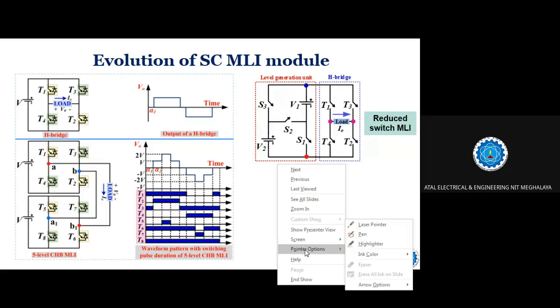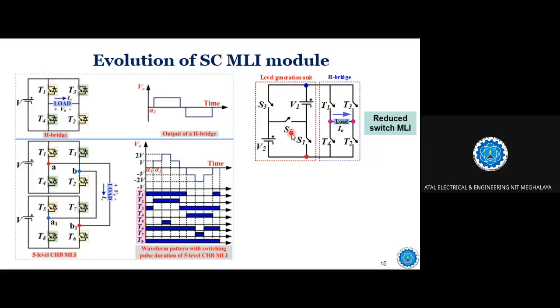Let me turn on this pointer. Yes. So here you can see the S2 switch that I have highlighted. Why is that used here? The S2 switch is used here to add the voltage sources V1 and V2. When I turn this switch on, what will happen? The current will flow through both V2 and V1.